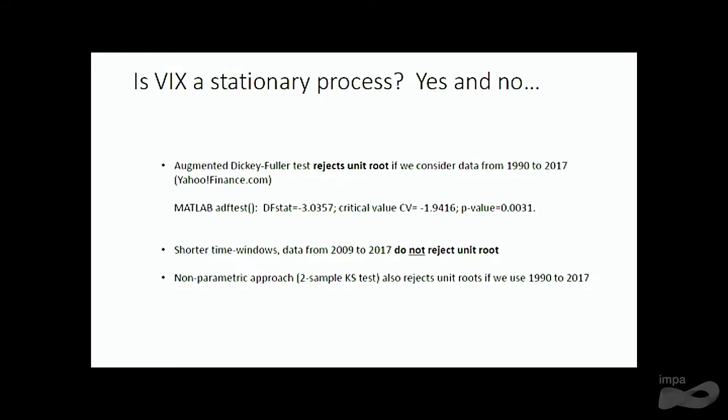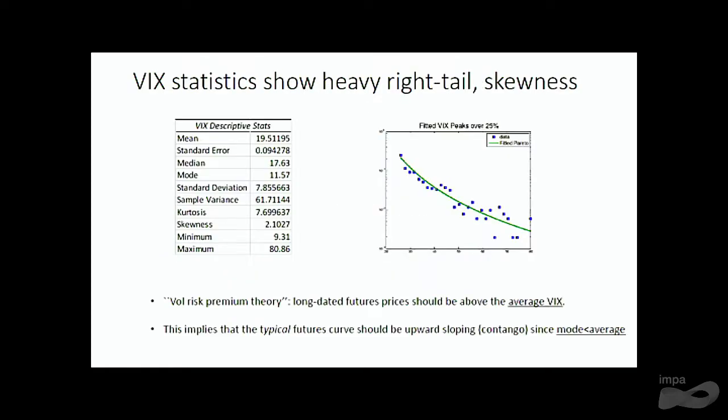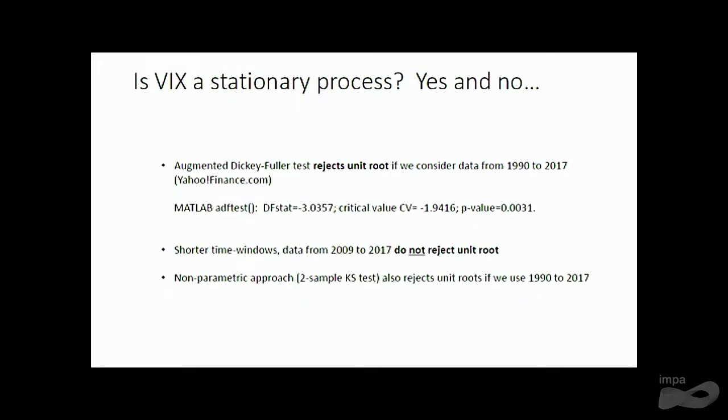For shorter time windows from 09 to 17, it does not quite reject unit root. It could also mean that the unit root test of Dickey-Fuller is not the right thing to apply to the time series of VIX, because it's the right thing to apply to an Ornstein-Uhlenbeck process, but VIX arguably may or may not be an Ornstein-Uhlenbeck process. I mean, it's very fat-tailed. But we'll see, maybe okay.